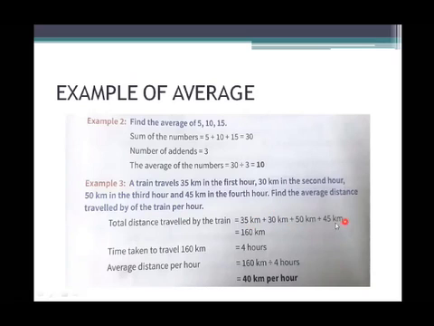Now all these kilometers you have to add. If you add, you will get 160 kilometers. Then, since we have 4 hours, you have to divide 160 by 4. Then you will get 40. So for 1 hour, it has traveled 40 kilometers. In this way we will find the average.